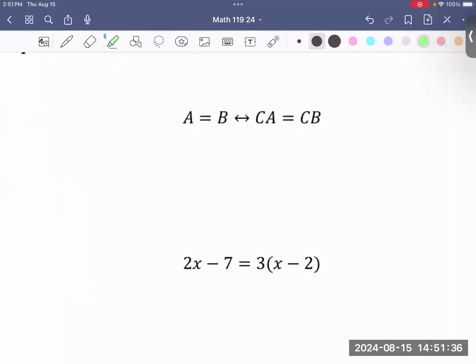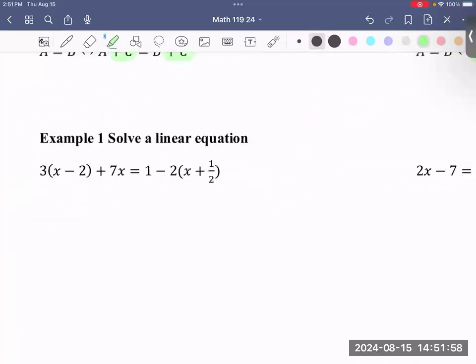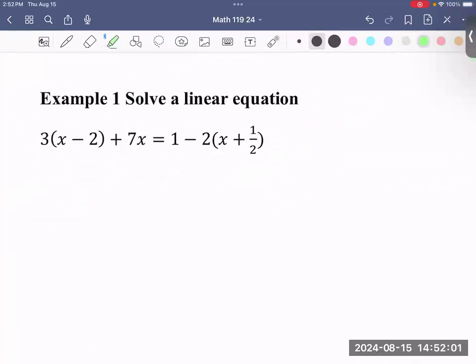Same thing if you are multiplying: what you do to one side, you also have to do to the other side. This happens so that we make sure that everything is nice and balanced throughout our equation. So let's take a look at example 1, solving linear equations. See if you can pause the video and try to get started on something like this.